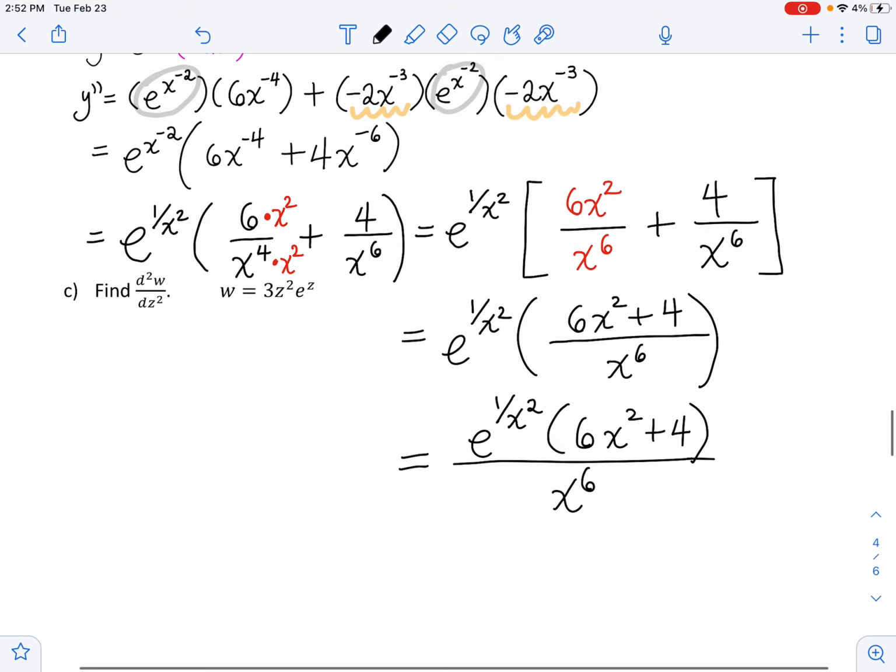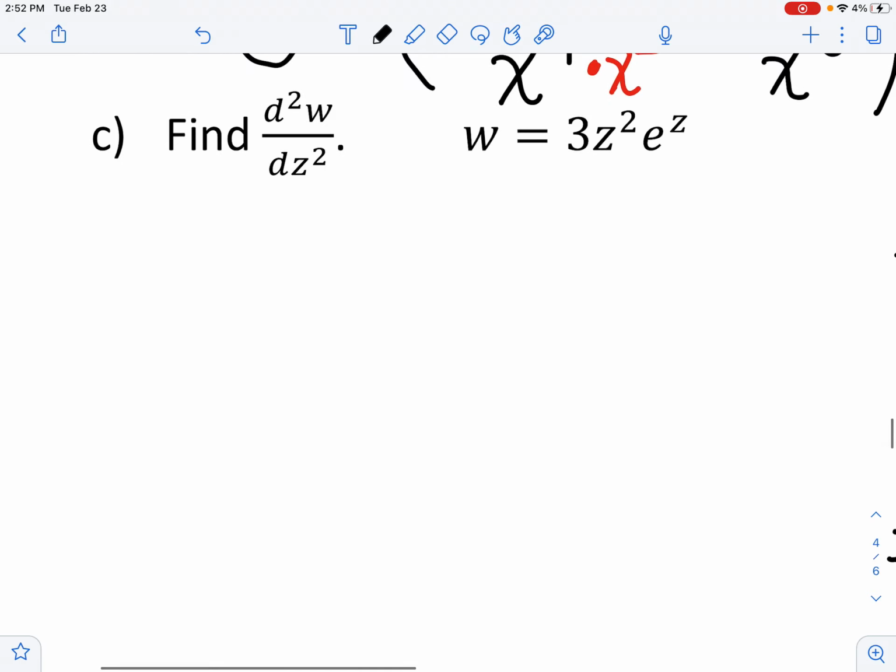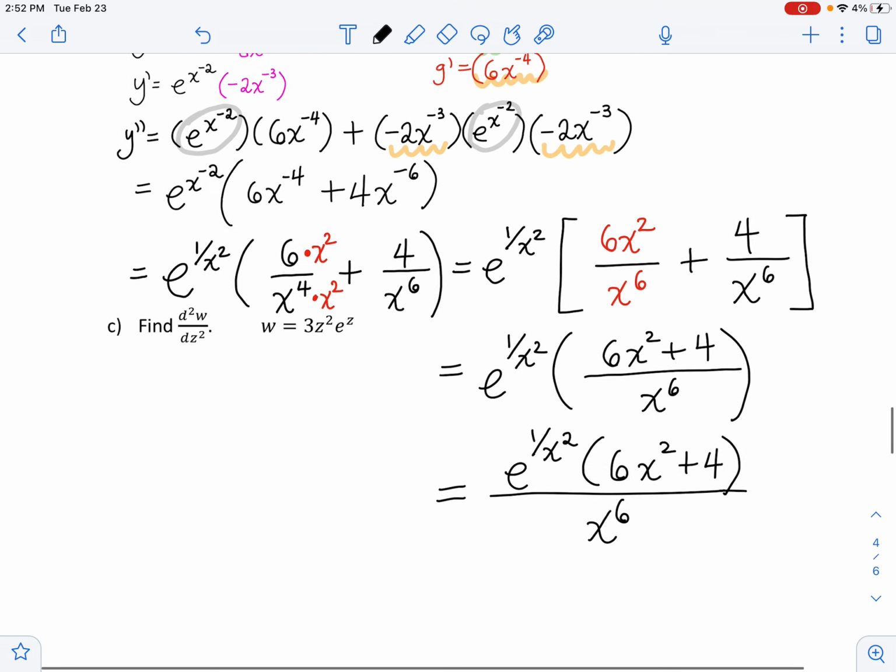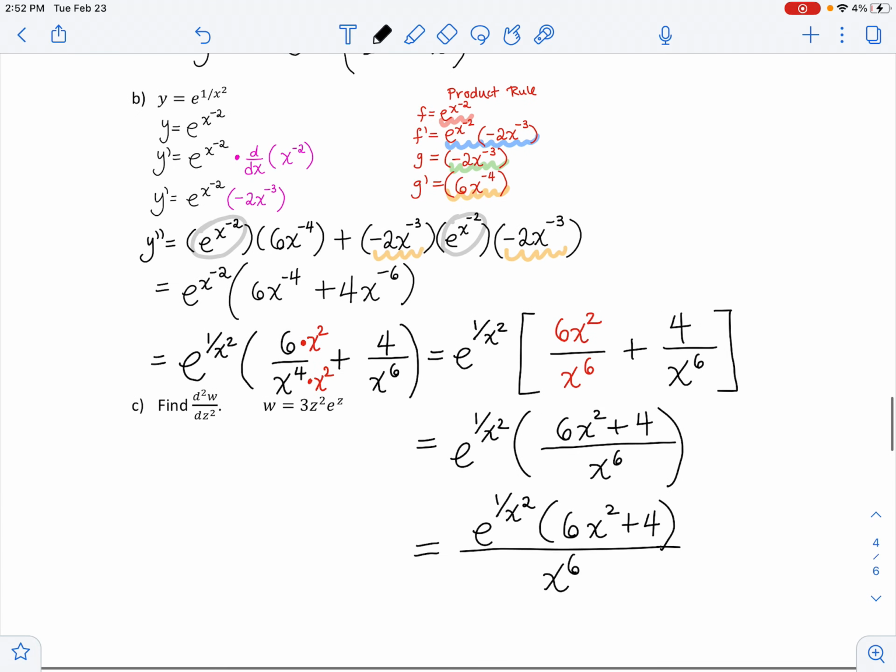I have one more left. And I'll go over that one in another video. Let me zoom out so that you can see the big picture. But I will also post the completed note on Canvas for you.